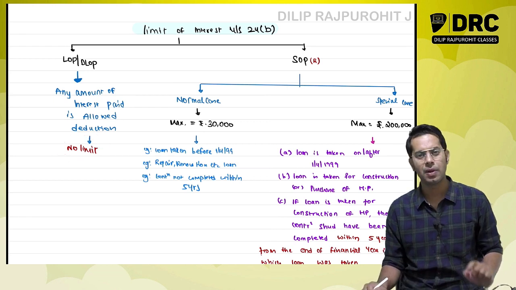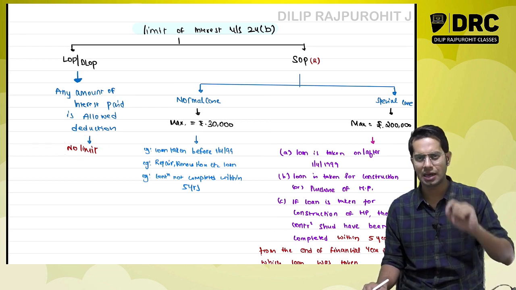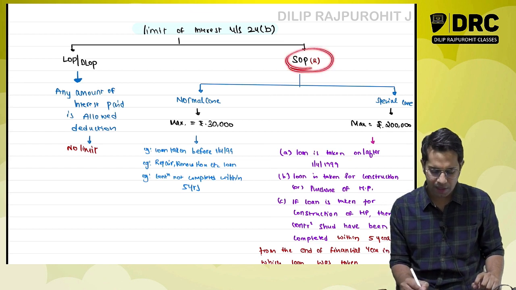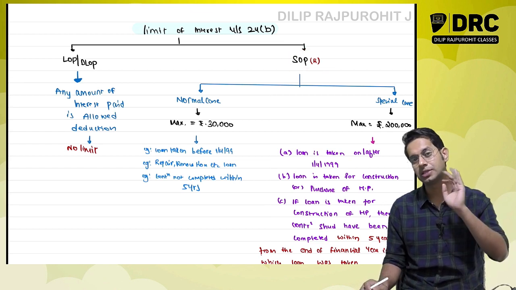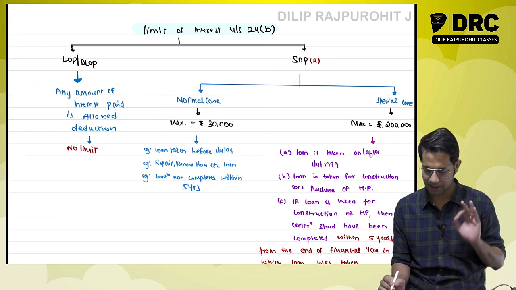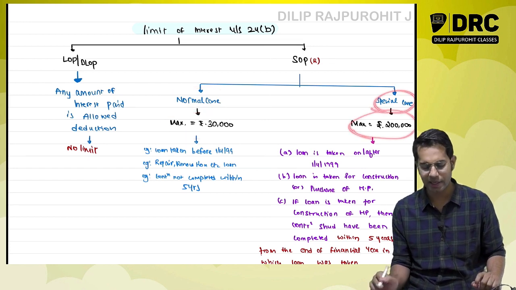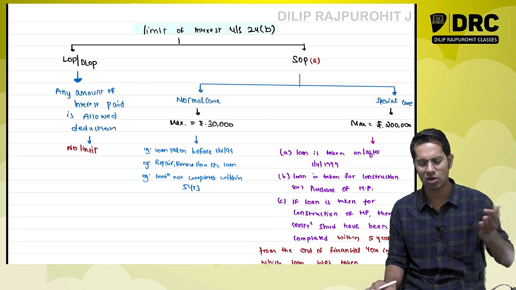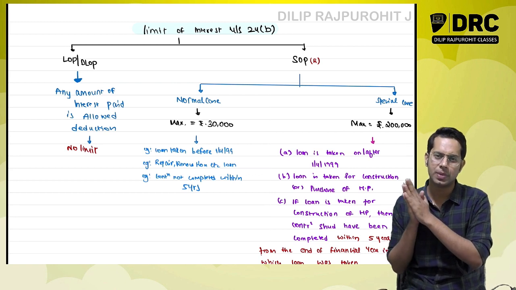Whatever interest is paid by you without any limit, entirely, completely, fully allowed as deduction. But if your property is self-occupied property, then in normal cases you will get the deduction of 30,000, and in special cases you will get the deduction of 2 lakh rupees. 30,000 is in normal scenarios and 2 lakh rupees is in special cases.